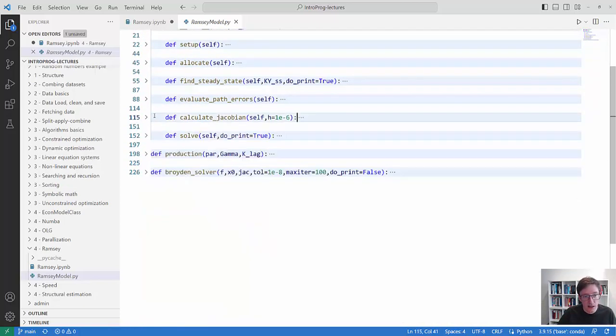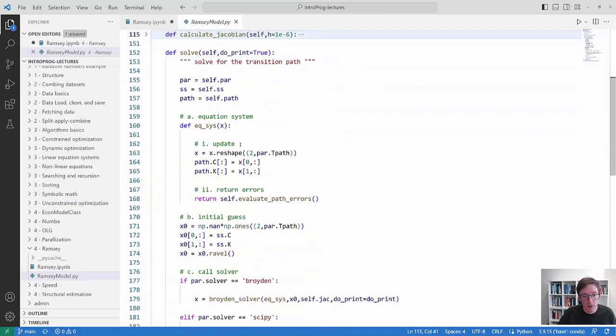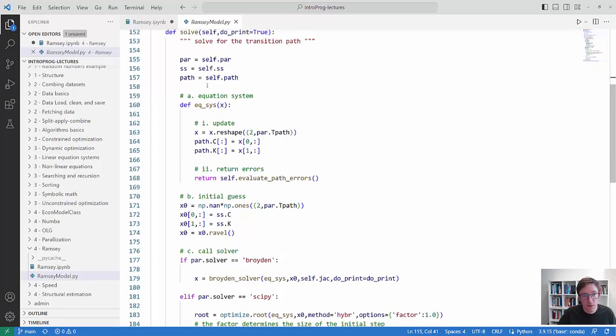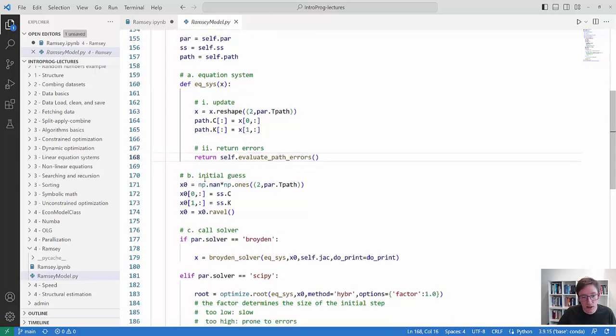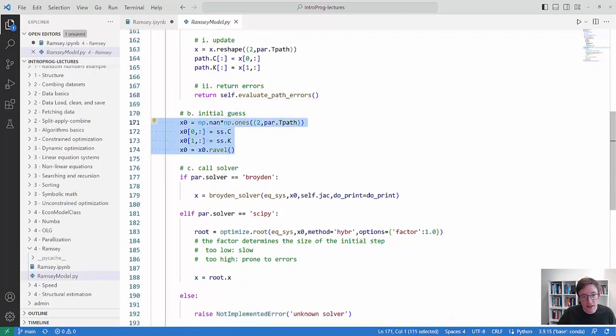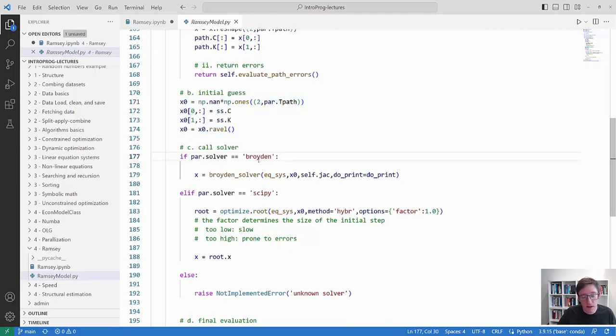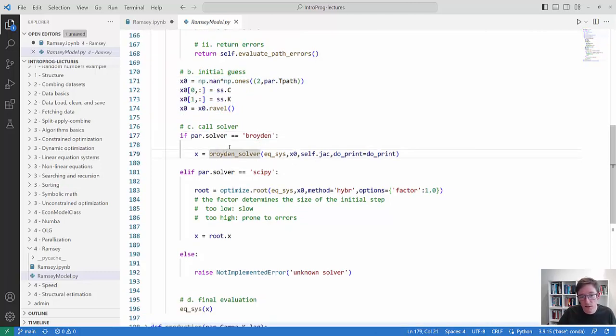And then if I want to solve my model, I write up a function for the equation system, which takes in an x, which is again just a vector. I reshape it into a 2 times T array, put the first one into C, the second one into K, and then I evaluate the errors and return those. I use the steady state as an initial guess, and then if I'm using Broyden as my baseline setup, I call this Broyden solver and do it with the Jacobian.